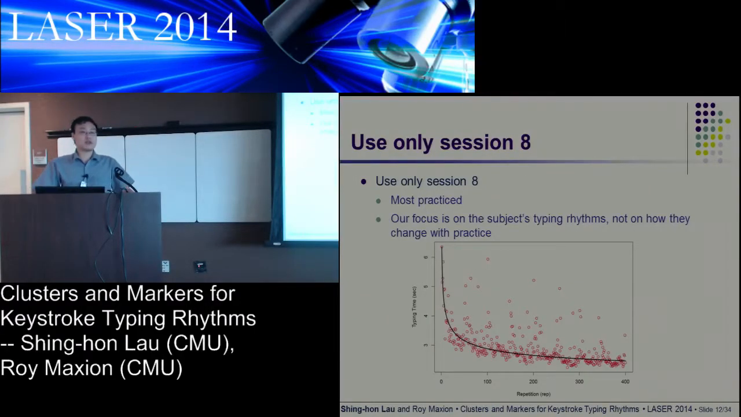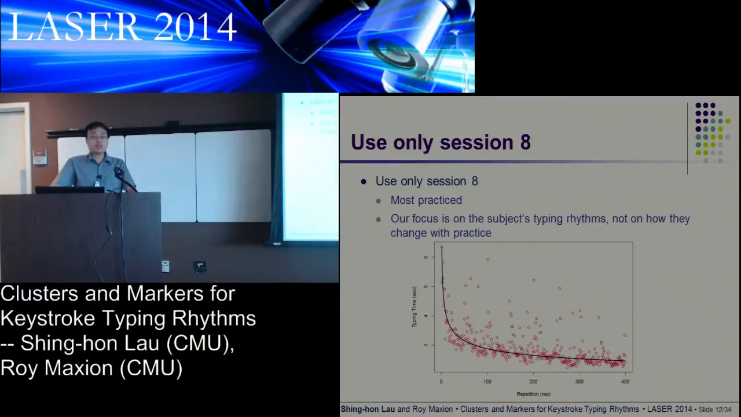However, despite having these 400 repetitions, we're only using the data from session 8, the 8th and final session. The reason is that this is the most practiced data that we have from the subject. If you look at the curve at the bottom of the screen, this is what we call a practice curve. Along the x-axis is the repetition number from 1 to 400. Along the y-axis is the time that it takes someone to type a password. The red dots are how long each repetition takes to type, and you can see that I fitted a curve here, which has a nice exponential look.